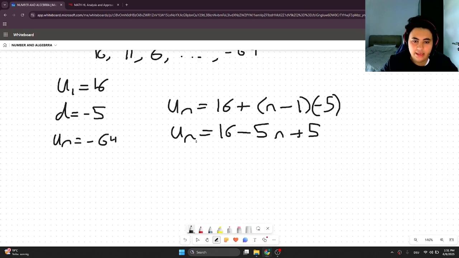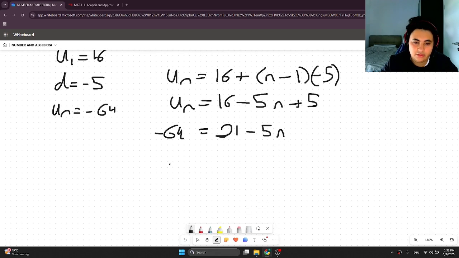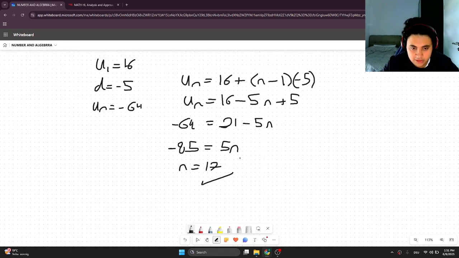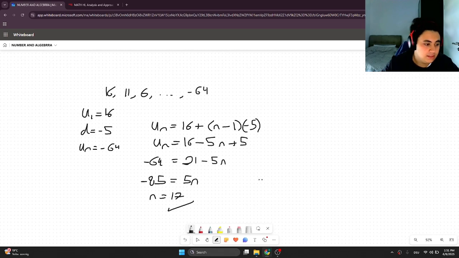Now un is equal to negative 64, so I can replace it here. So negative 64 is equal to 16 plus 5, which is 21, minus 5n. We're going to subtract 21, so it's going to give us negative 85 is equal to 5n. If you divide by 5, you'll get n is equal to 17. Let's double check that real quick. Yes, n is equal to 17. So you have 17 terms in this sequence.